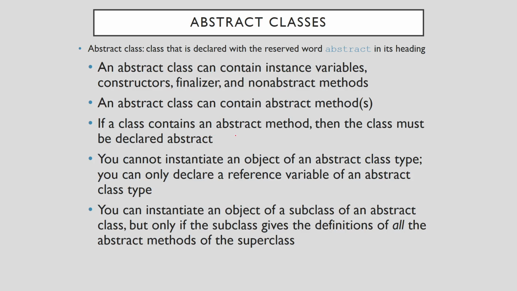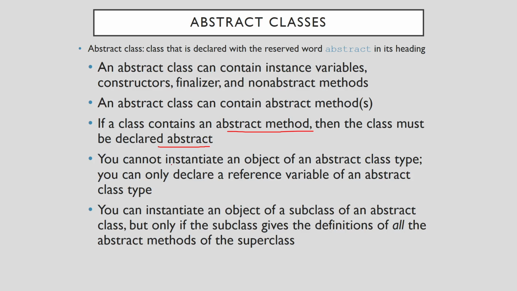And it can contain abstract methods. And if a class contains an abstract method, then the class must be declared abstract. And you cannot instantiate an object of an abstract class type. And you can only declare a reference variable of an abstract class type.